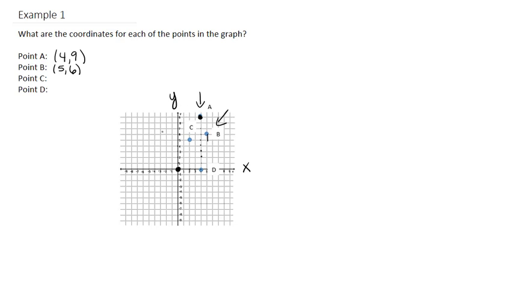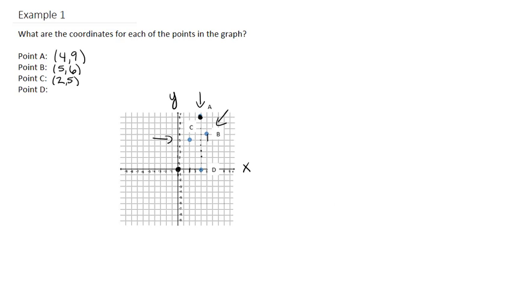Now let's do point C. Let's start at the origin again. So we start here and we go over 1, 2. So we put 2 right there. Now let's look for the y and let's go up because we need to go up. So we start at the origin, we go 1, 2, 3, 4, 5. So our coordinates are 2, 5 for point C.